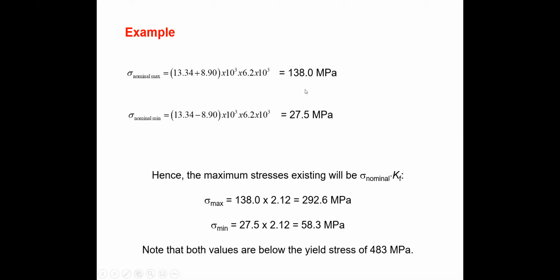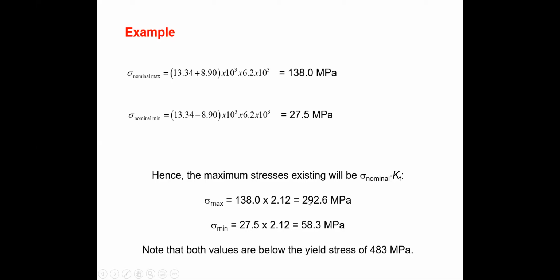without the stress raiser. So when we introduce the stress raiser, we need to multiply by KF. We already found the KF. So for the nominal stress, you need to multiply by KF when finding the maximum stress around the stress raiser area. Then you will get the minimum and maximum values. Both of these values are below the yield stress, because yield stress is 483, so it will not yield there.